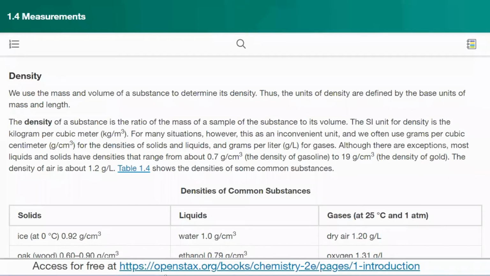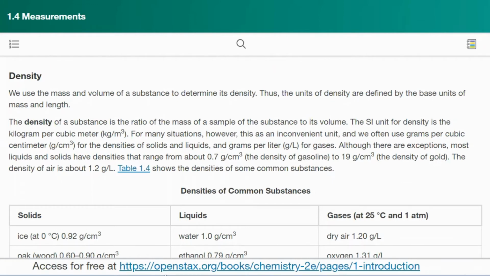Density. We use the mass and volume of a substance to determine its density. Thus, the units of density are defined by the base units of mass and length. The density of a substance is the ratio of the mass of a sample of the substance to its volume. The SI unit for density is the kilogram per cubic meter, or kilograms per meter cubed. For many situations, however, this is an inconvenient unit, and we often use grams per cubic centimeter for the densities of solids and liquids, and grams per liter for gases.